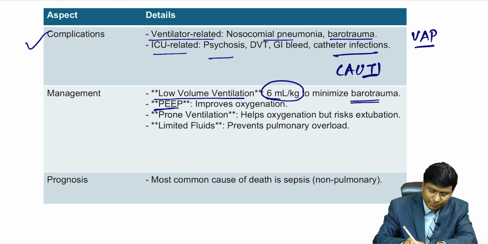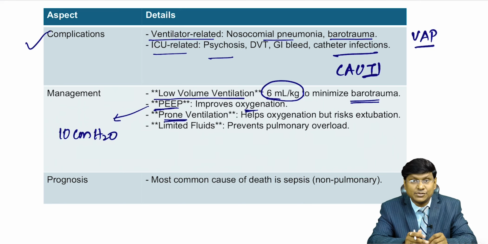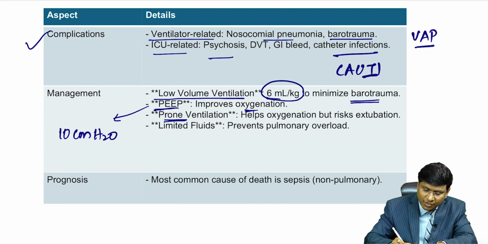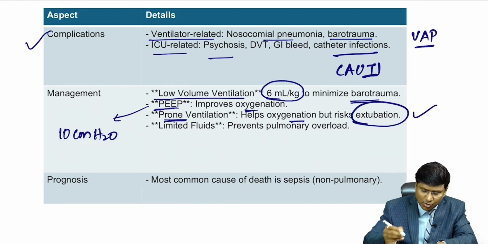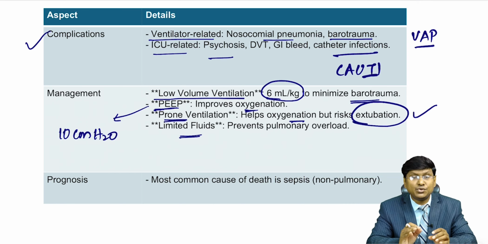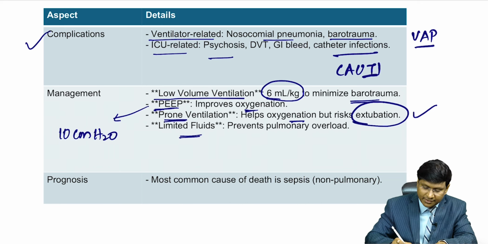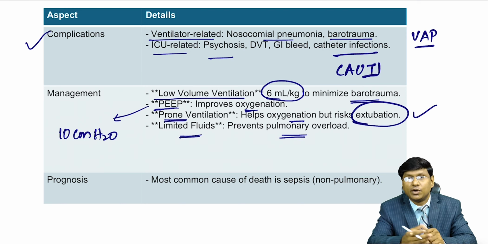Now coming to the PEEP. You have to maintain PEEP around 10 centimeters of water, and this will improve oxygenation. The preferred position of the individual on the mechanical ventilator in ARDS is the prone position. This helps in oxygenation, but the only problem is that in prone position there is a risk of extubation. And very important, you need to limit the fluid intake. Once you limit the fluid intake, this prevents pulmonary overload.